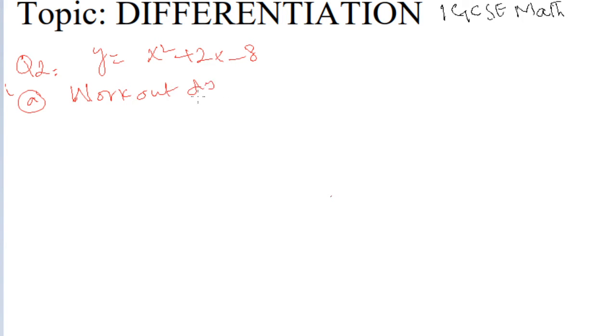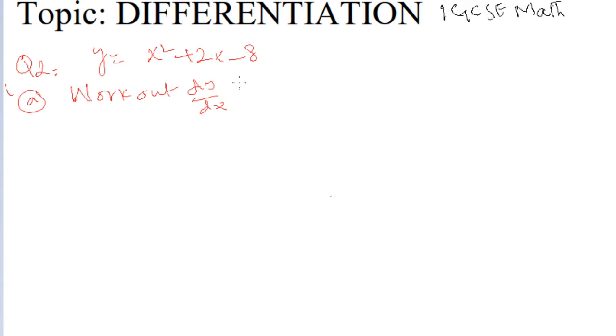Now second question, they say that question 2 is y is equal to x square plus 2x minus 8. Okay, part A. What is part A? Part A is work out dy dx. That's very simple.